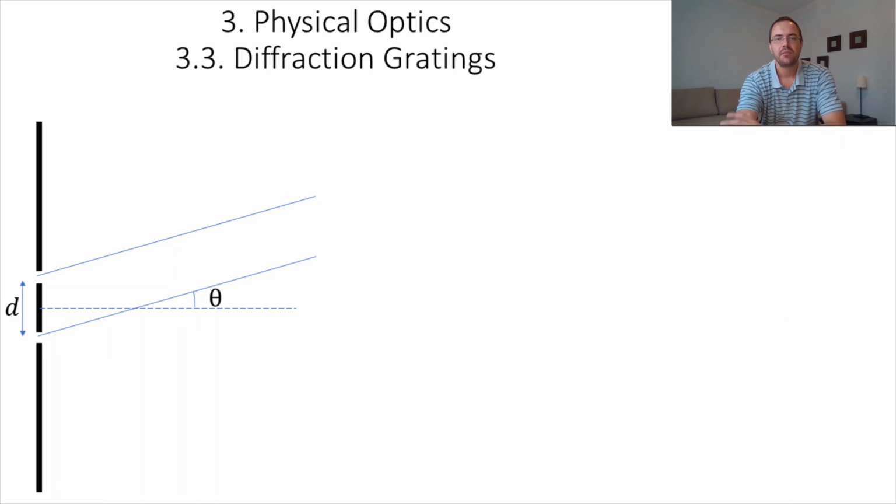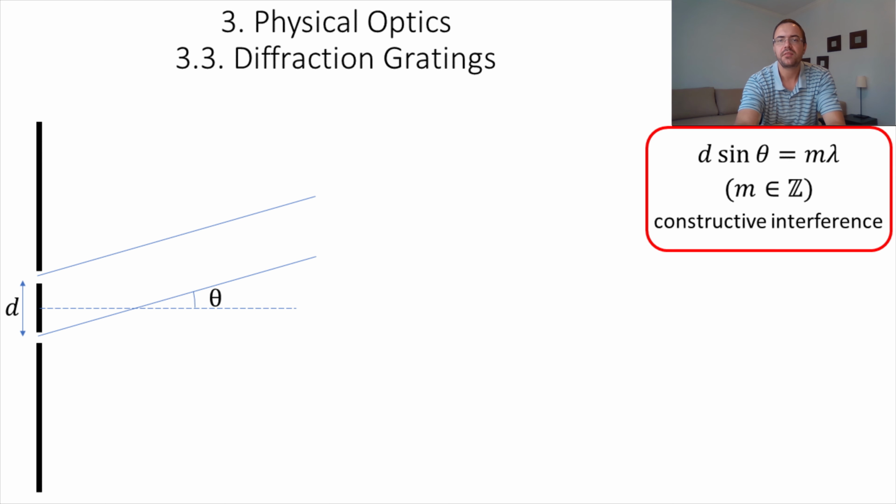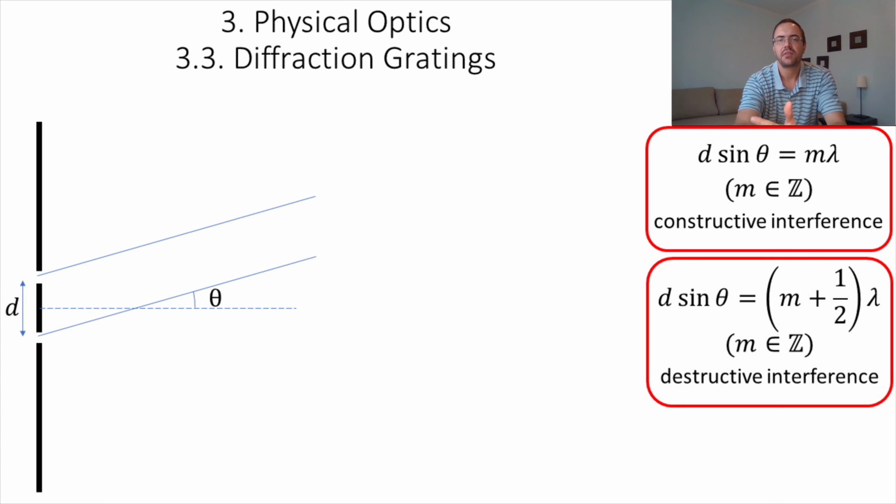In the previous video, we have seen that when monochromatic light goes through two slits, it will produce an interference pattern which will have bright and dark fringes. The path difference is equal to d sine theta, where d is the spacing between the slits, and theta is the angle of the rays with the normal of the slits. And we have seen that when the path difference is equal to m lambda, where m is any integer number, then there is constructive interference.